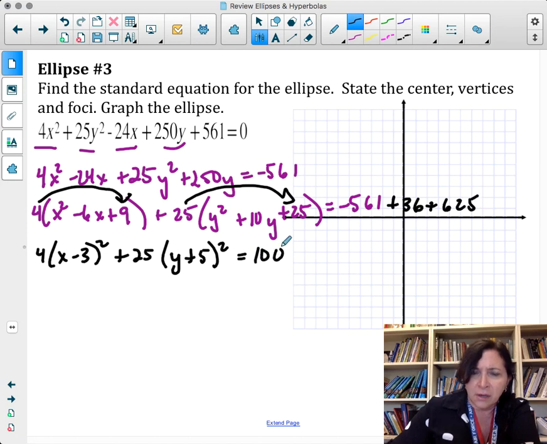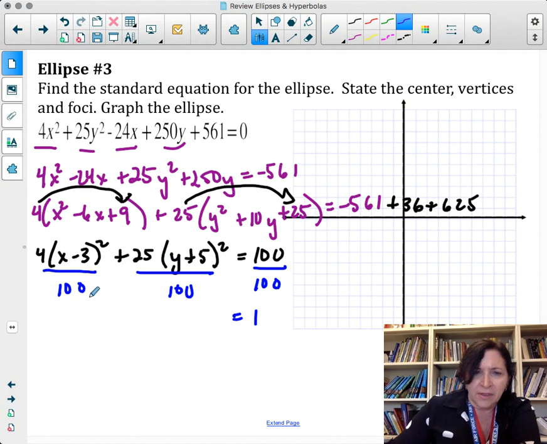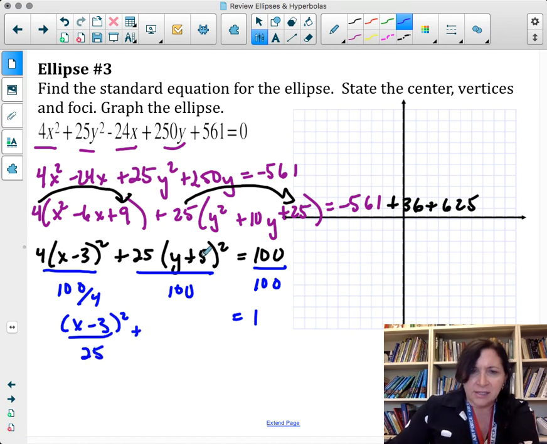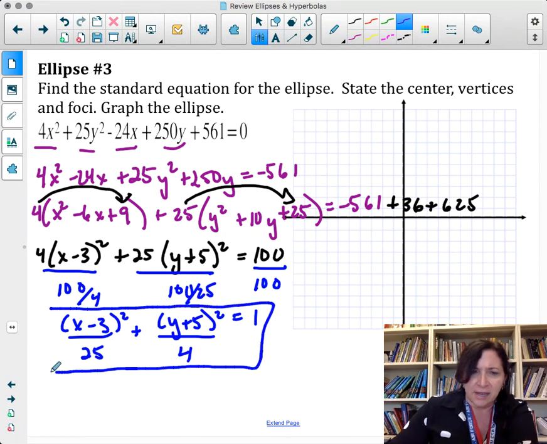I'm going to divide throughout. To put this in standard form for an ellipse, I do need to have this value right here be 1. So I am going to divide out 100. And so this is going to equal 1 on the right. This is 100 divided by 4, which is 25. So I have x minus 3 quantity squared over 25. Plus, and this is going to be 100 divided by 25, which is 4. So we're going to have y plus 5 quantity squared divided by 4. And this is my equation of my ellipse in standard form.